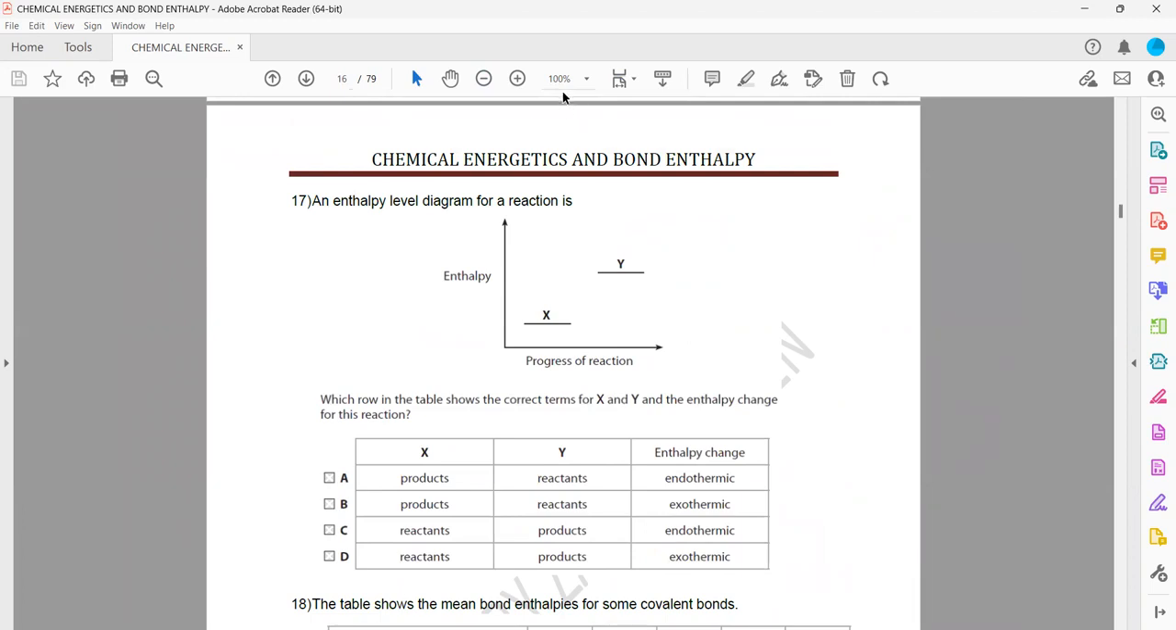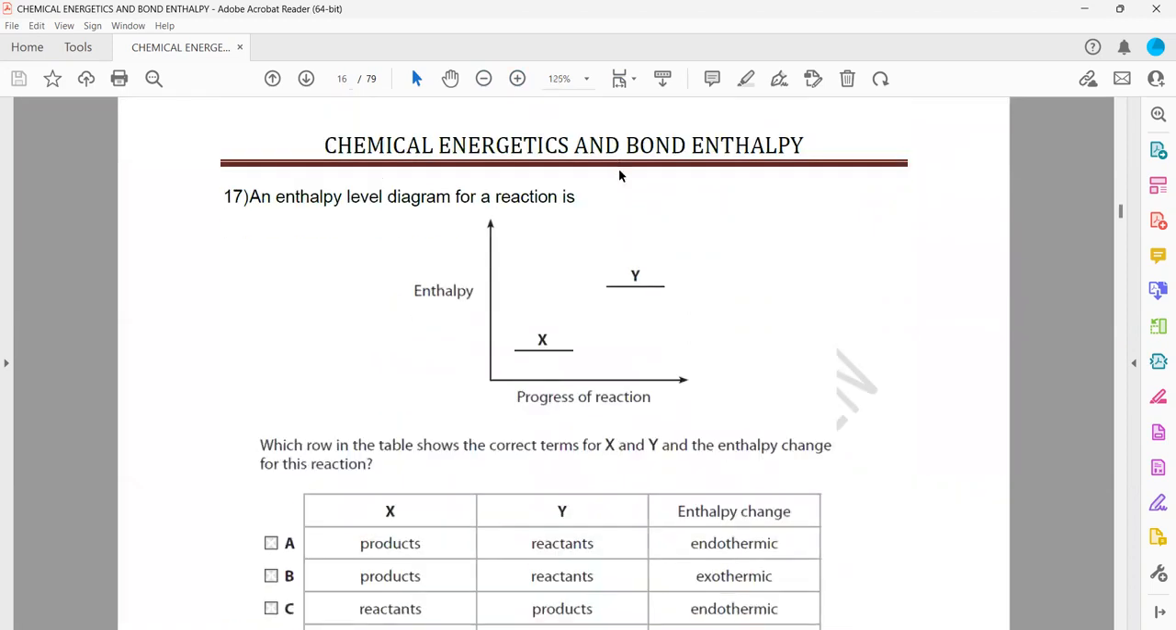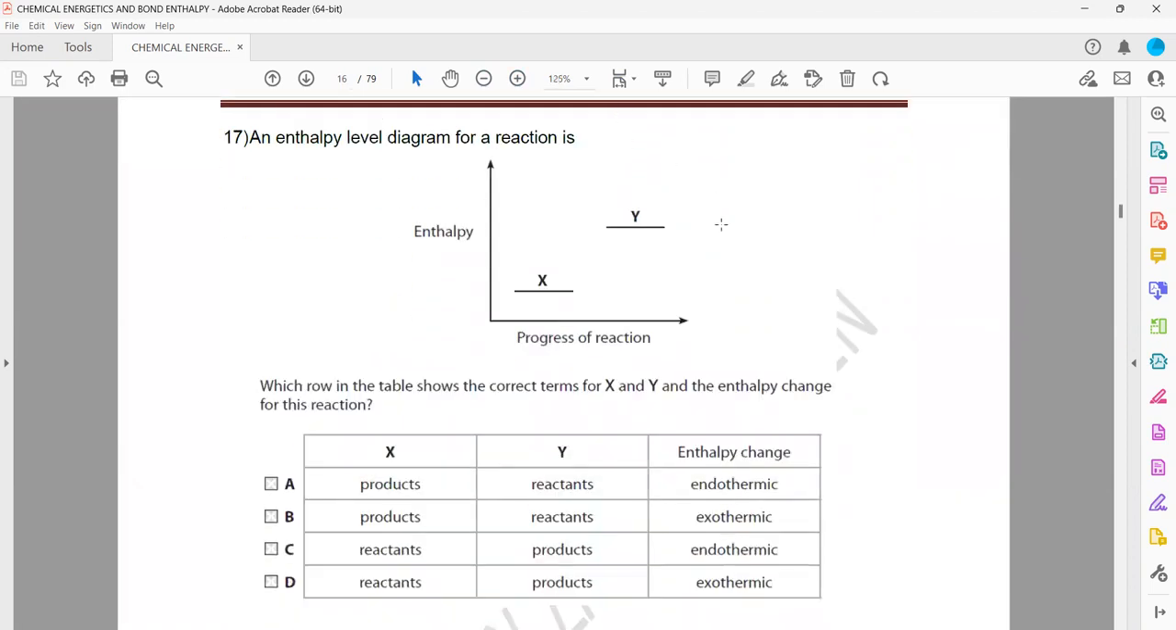The chemical energetics and bond enthalpy questions. The enthalpy or energy diagram is there for the reaction. As you can see, the reactants have low energy and the product has high energy, because the reactant forms a product. So X is representing a reactant and Y is representing a product. The reactant has low energy and the product has high energy.